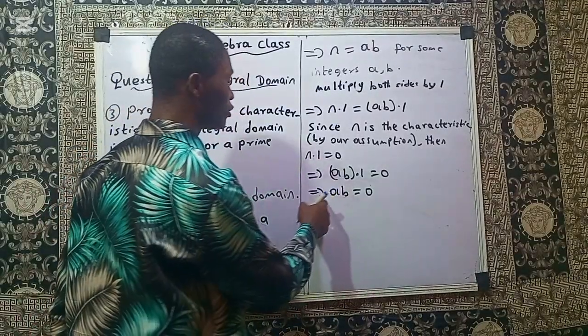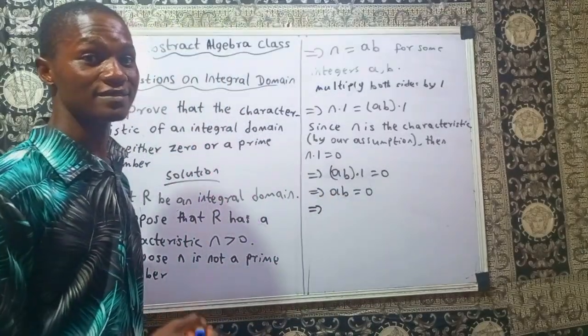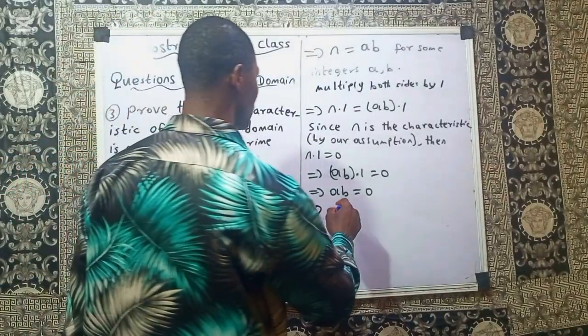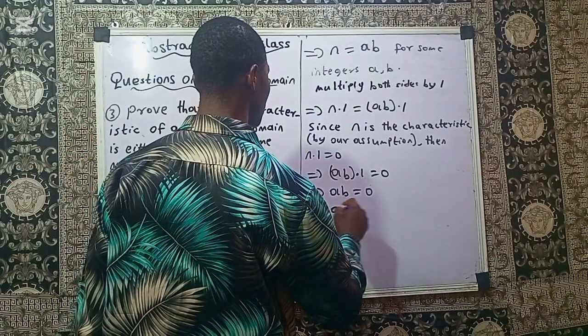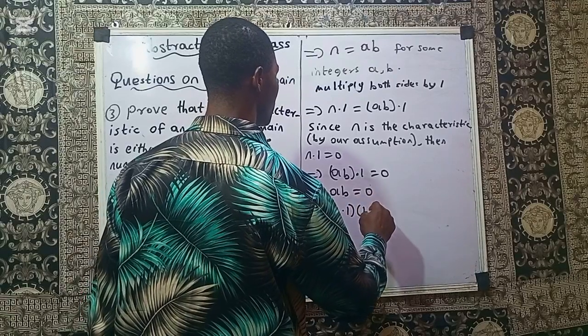But we know that a is the same thing as a times 1. So we can say a is a times 1, and b is b times what?